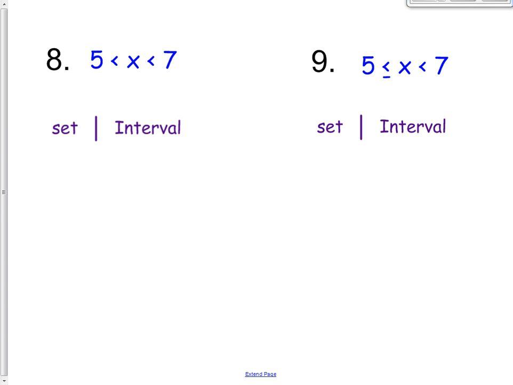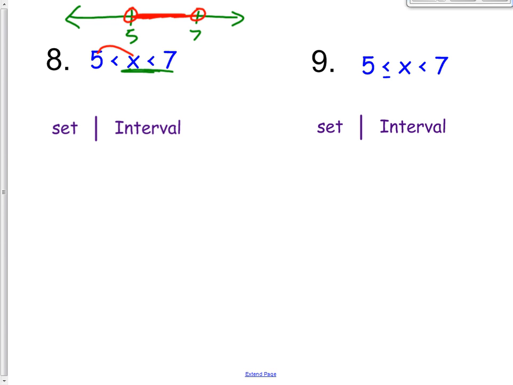Problem number 8, 5 is less than x and x is less than 7. So if I were to put this on a number line, here's 5, here's 7. I know that x is less than 7, so that means it's everything in here. But I know that 5 is less than x, or another way of saying this is x is greater than 5. So it has to be everything to the right of 5. So it's going to be everything in between here. Those are going to be my solutions. So what we have here is less than and less than, so we have open circle, open circle.